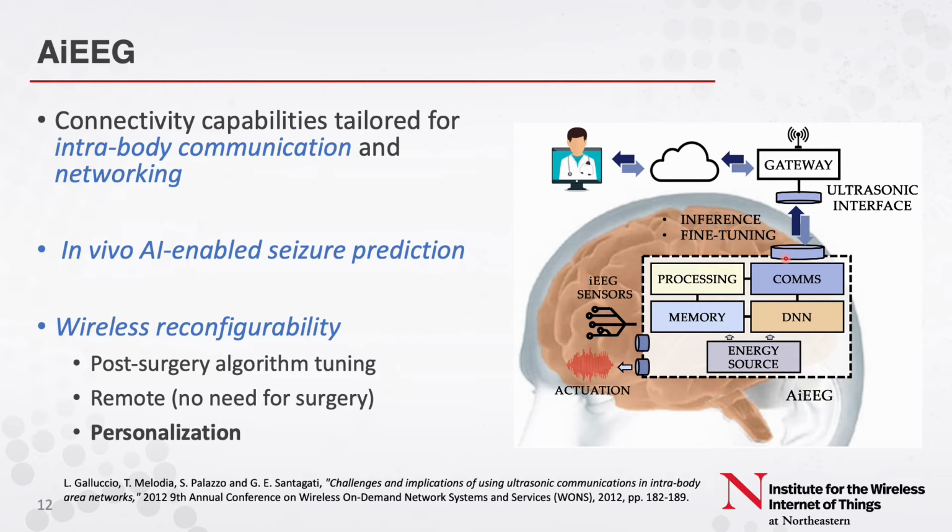The reason we use ultrasonic communication is because this is the only real safe way to communicate effectively in vivo inside the human body with enough power. And there's a paper here on the bottom which can talk more about using ultrasonic communication for intra-body applications. In addition to doing deep learning and communication, there's also a memory which will store the weights of the deep neural network and also any kind of buffering and FIFO that needs to be done for the EEG data, and also a processor which will handle the movement of data between different modules and also handles the wireless reconfigurability.